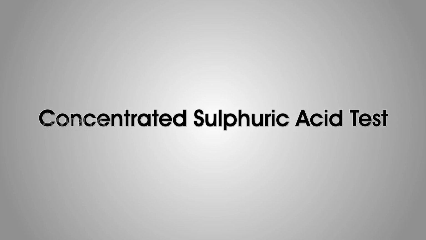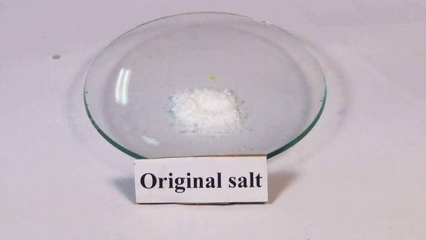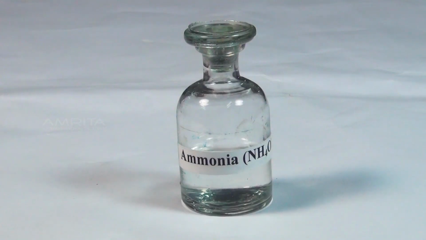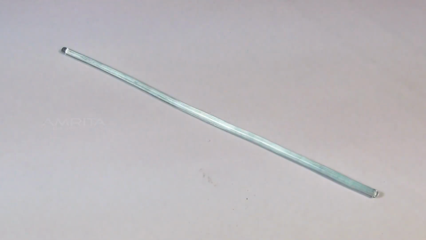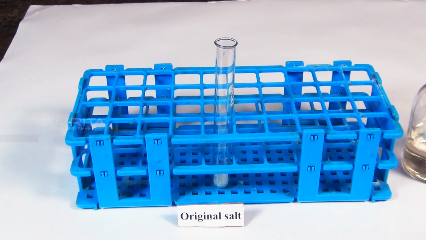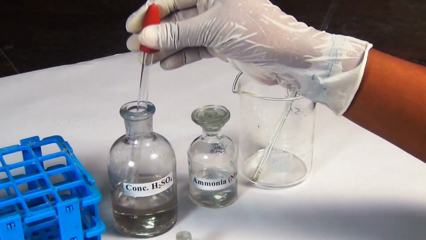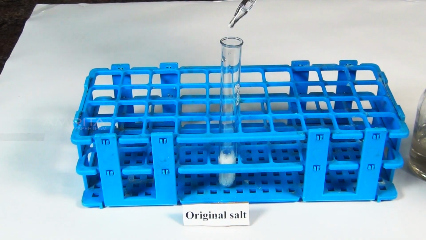Concentrated sulfuric acid test. Materials required: original salt, concentrated sulfuric acid, ammonia solution, test tube, dropper, and a glass rod. Procedure: take a small amount of the salt in a test tube. To this, add a small volume of concentrated sulfuric acid using a dropper.